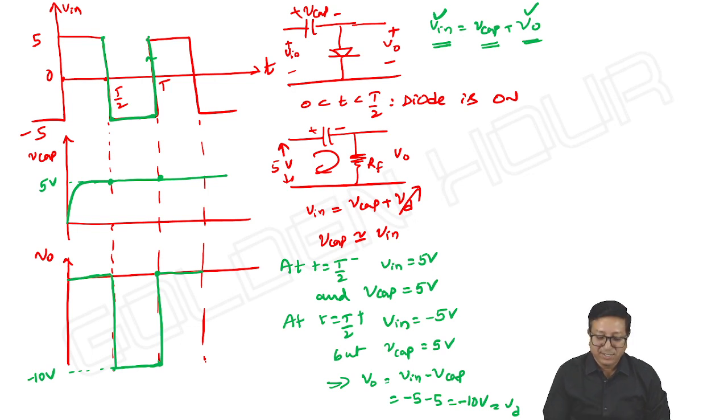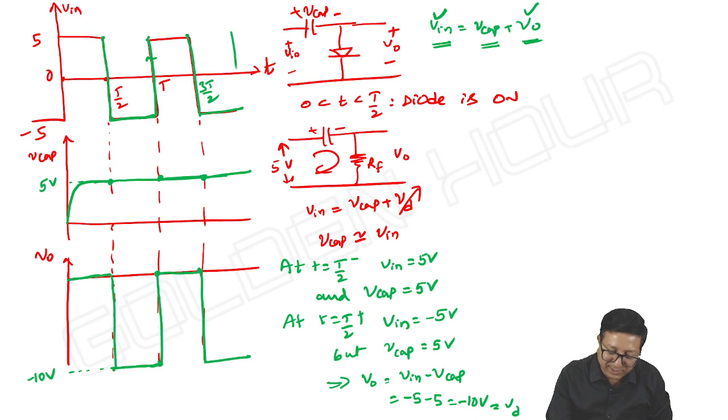After that, for t greater than 3T by 2, you can see what is happening. At 3T by 2 minus, input is 5, V capacitor is 5, output is 0. At t is equal to 3T by 2 plus, input is abruptly falling by 5 and the capacitor cannot change its value instantaneously. So the output falls by the same amount. That's it. Next, input is minus 5, V capacitor is 5. Output is V in minus V capacitor, minus 10.